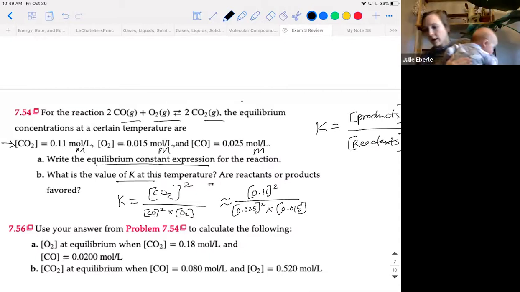Let me know what you get for K. I'm a betting person. I think it's going to be really small. Could be wrong though. I think it'll be small. Anybody got a value for K yet? 0.11 squared on top, and then divide that by 0.025 squared times 0.015.